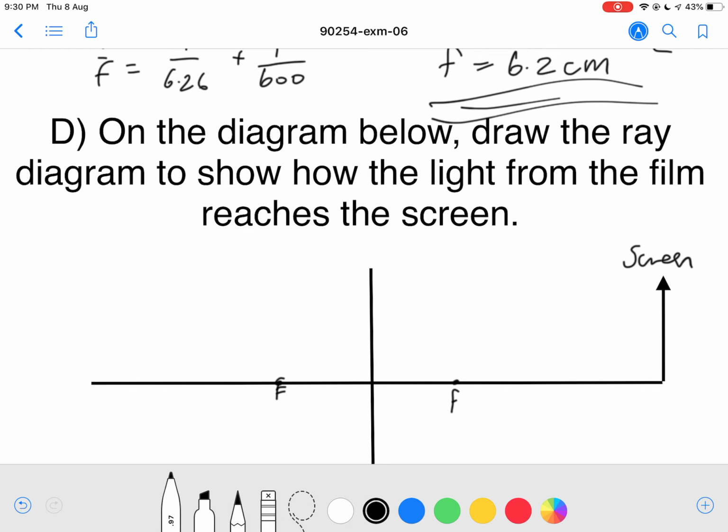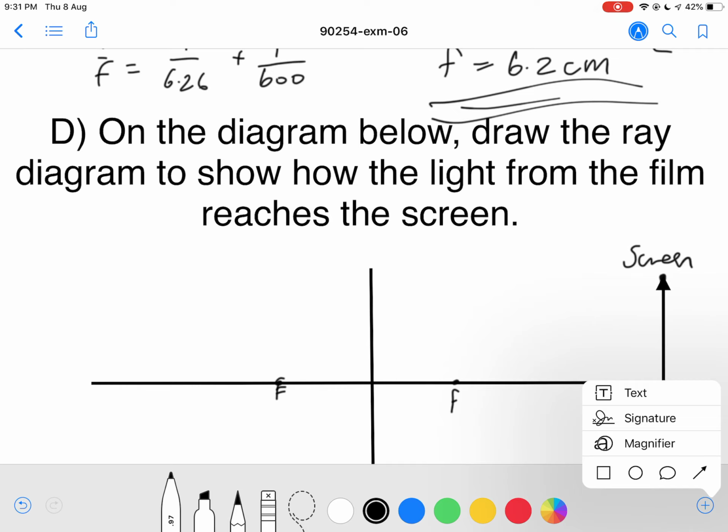Alright, one important thing to note down, things that you can identify straight away. You should know that the image has to be a real image. Why is it a real image? The film is projected on the screen, and only real images can be projected on a screen. So you know that there are two real rays meeting together to form the image on the screen. You always go from the top of the image. So you know the image is formed on the screen, so you go from the top of the screen. That's where the image is, and you're going to start using your rules to identify where your object is.